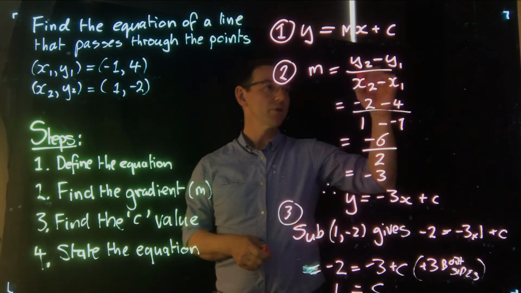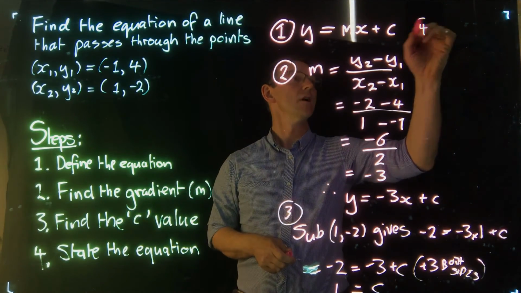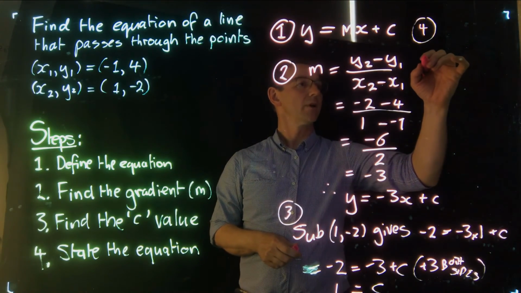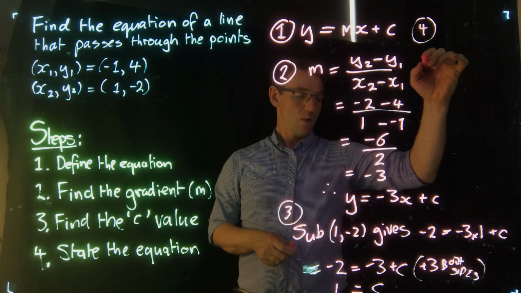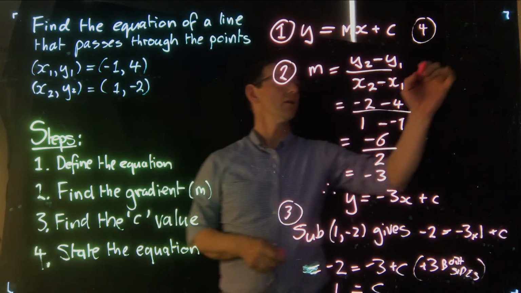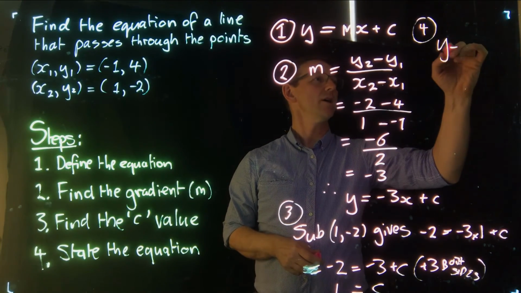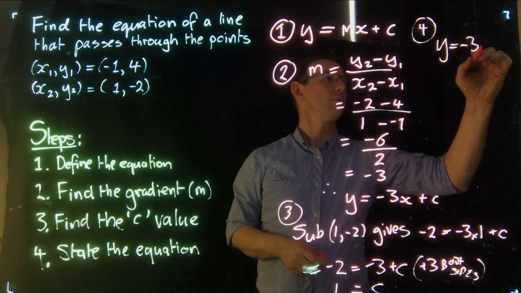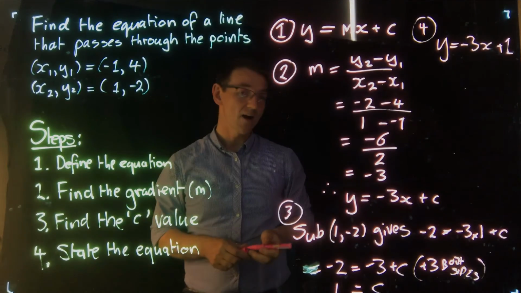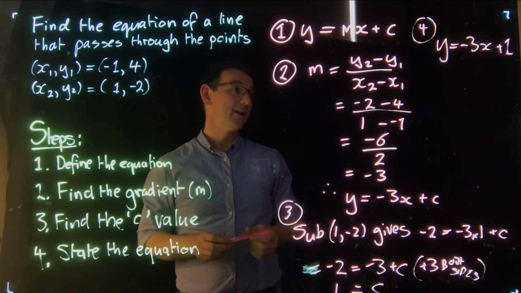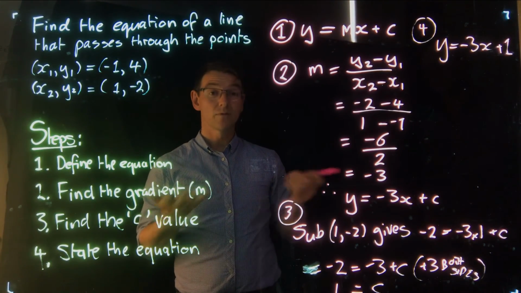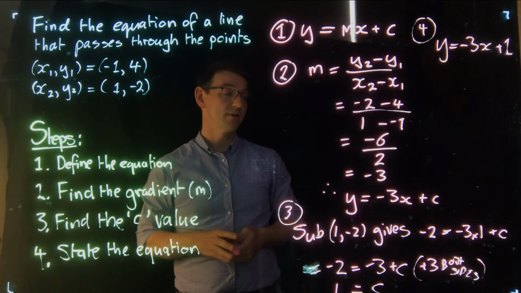So I'm just going to put this up the top so it's a bit easier to see. Step 4, stating our equation. Let's put it in there again. So what have we got? y equals mx plus c. So y equals negative 3x plus 1. All we've done is substitute in our gradient, and substitute in our constant, our c value. And we've got an equation for a line from those 2 points.